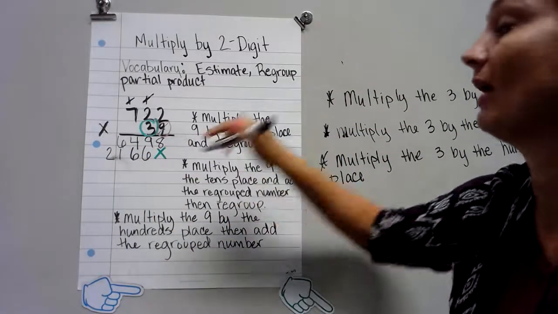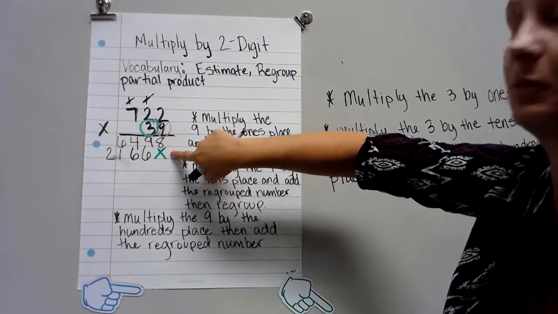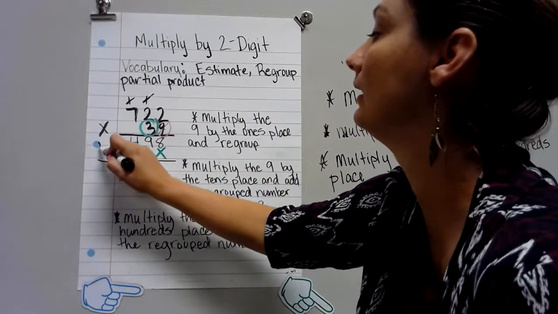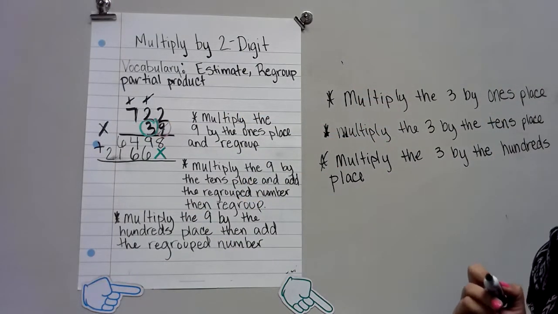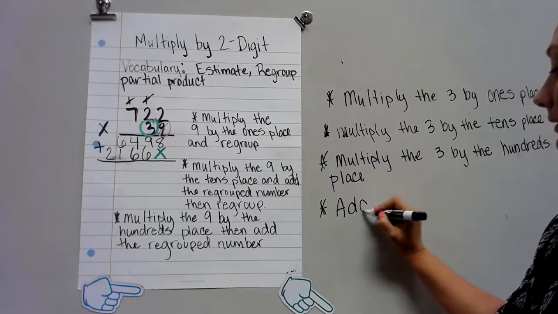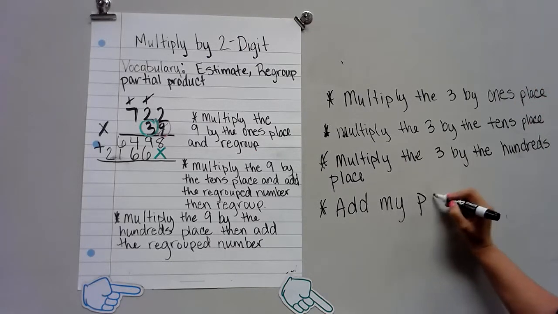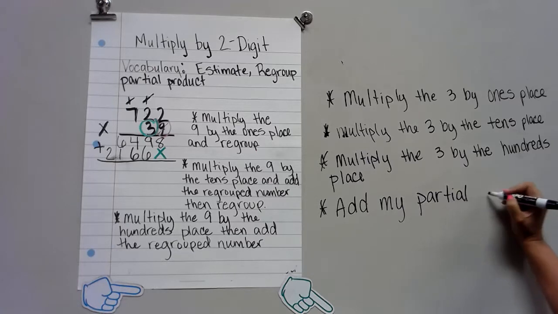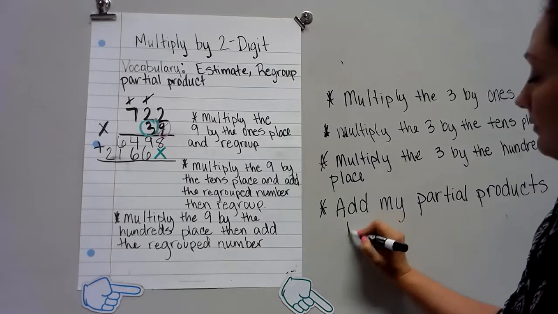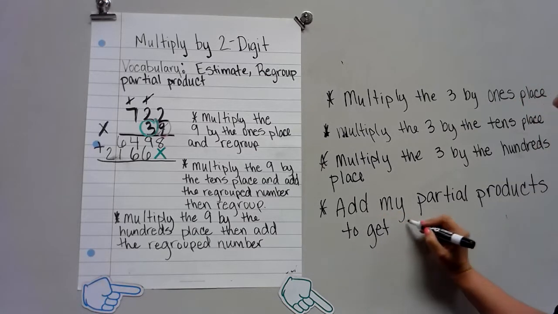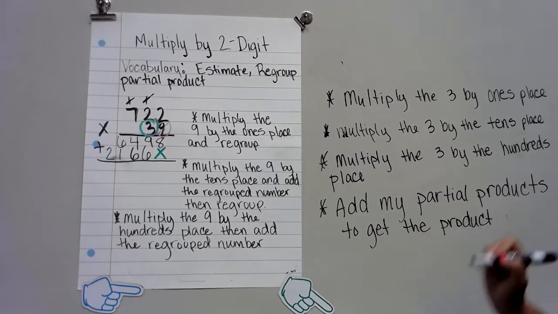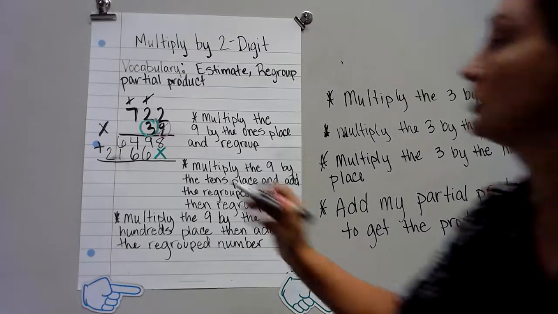Okay? So I have a partial product here, a partial product here, and to finish out my answer, I need to add those two partial products to get my product. So I'm going to add those together. So my next step is to add my partial products to get my product. And remember, the product is the answer to our multiplication problem, okay? So I'm going to add these up.